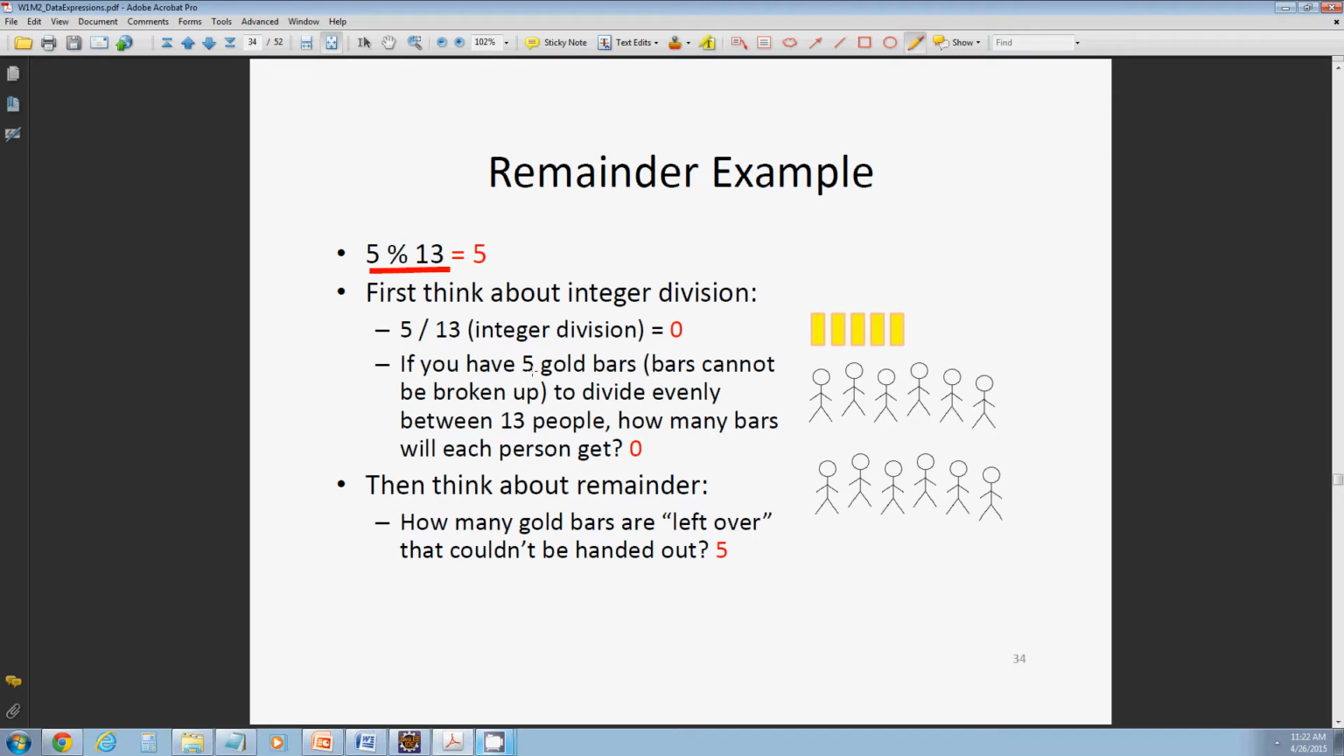So if you have 5 gold bars and you have to divide them up evenly between 13 people, how many bars is each person going to get? Well, if you have to divide them evenly and you can't break them up, then nobody gets a gold bar. So that's the answer to the integer division, the 0. But then how many gold bars are left over? Well, we didn't give out 5, so there's 5 bars left over, and that's the modulus. So you can think about gold bars mod people, and if you think about how many gold bars each person gets, that's the answer to the integer division question, and then however many gold bars are left over, that's the answer to the modulus question.